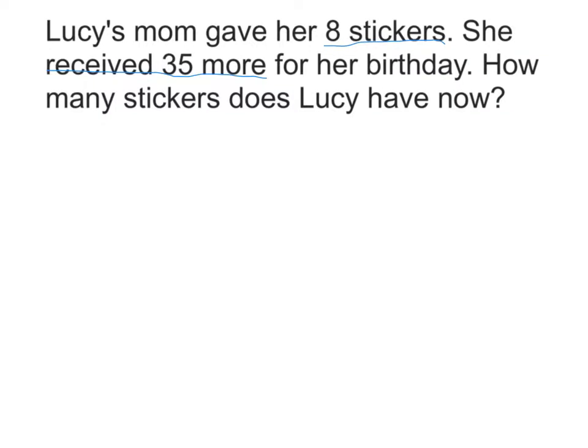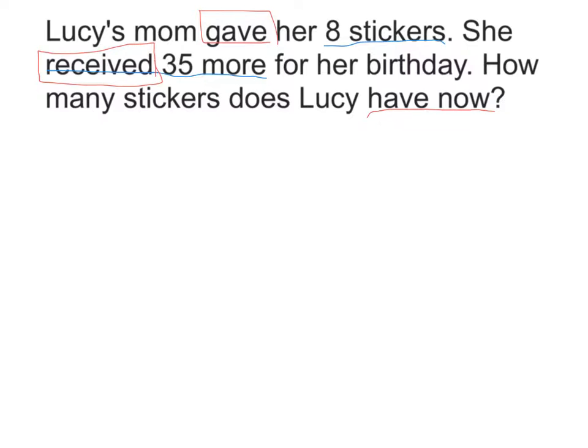For my brain, I'm going to see that Lucy was given those 8 stickers. So she had none and she got 8. And then I see this word received. Now, if I'm not sure about this word, I can always go to a dictionary for help. But received means got or was given, like a birthday present. And I see for her birthday, that's a context clue that can help me figure out that word received. So right now I see she was given 8 stickers. She got 35 more stickers. And now there's my question. How many stickers does Lucy have now? So here's that have now.